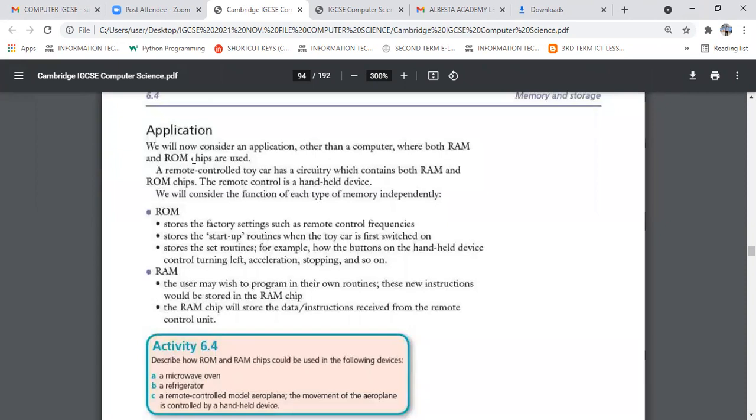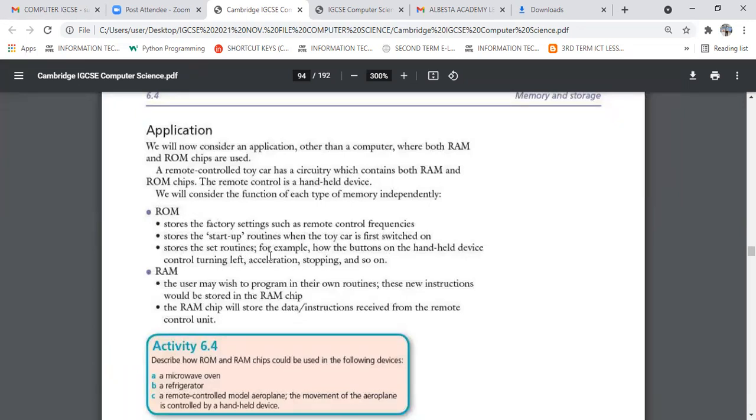Application. We will now consider an application other than the computer where both RAM and ROM chips are used. A remote control toy car has a circuitry which contains both RAM and ROM chips. The remote control is a handheld device. We will consider the function of each type of memory independently. ROM stores the factory settings such as remote control frequencies. It also stores the startup routine when the toy car is first switched on. When you switch it on, a signal will be sent to the remote control in order to control the car to move up and down, left and right, and the lights.